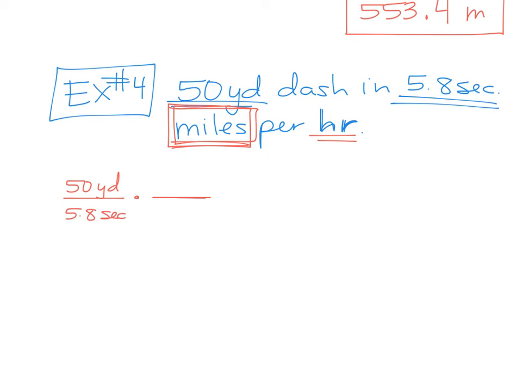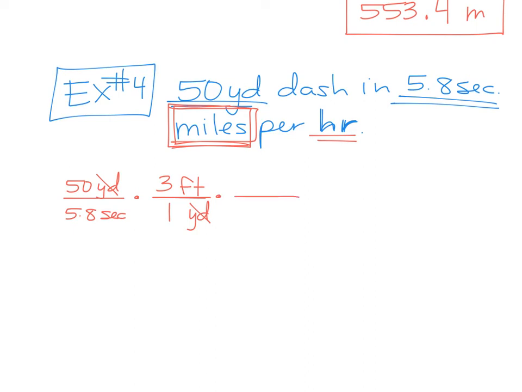If I want to cancel out yards, where does it need to go? On the bottom. We said that's going to convert to feet. So our yards will cancel, and we'll have feet instead of yards. How many feet in how many yards? 3 feet in 1 yard. Okay, but we don't want feet. We want miles.